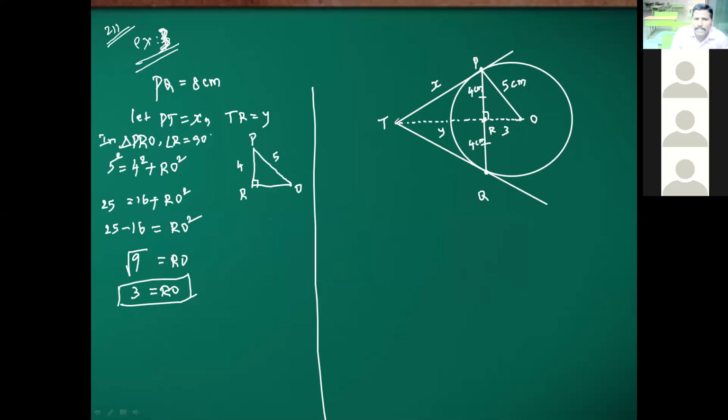Now we can write TO is equal to what? TO is this full length from here to here. Here we have y and then 3, so the full length is y plus 3. That's it. So here I'm writing TO is equal to y plus 3. Right. Now we got all the values. Let's go for this. First, let's take the triangle PRT.